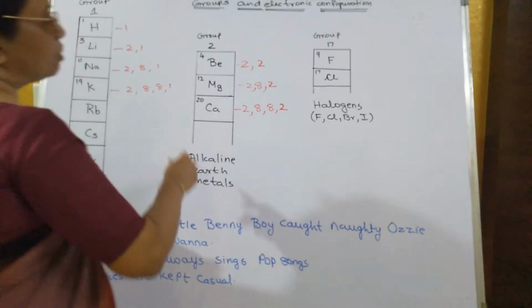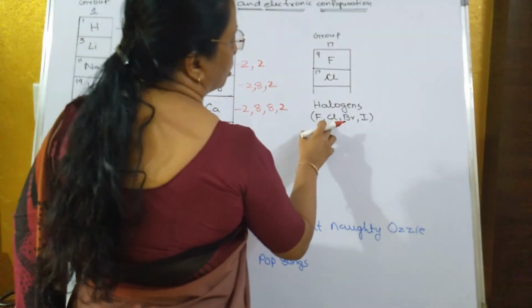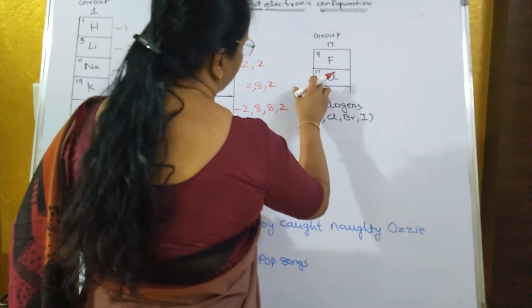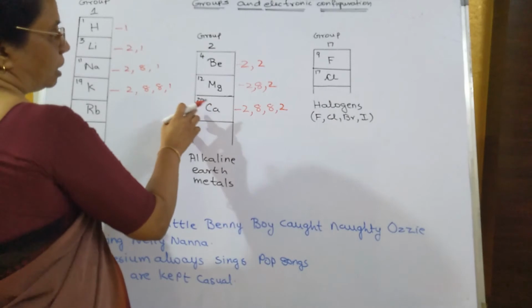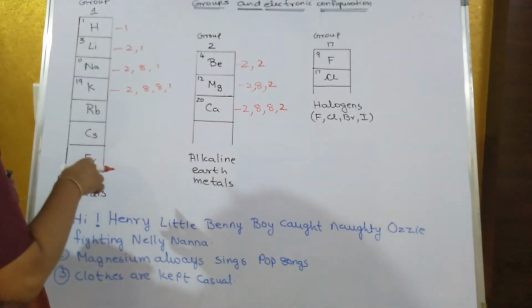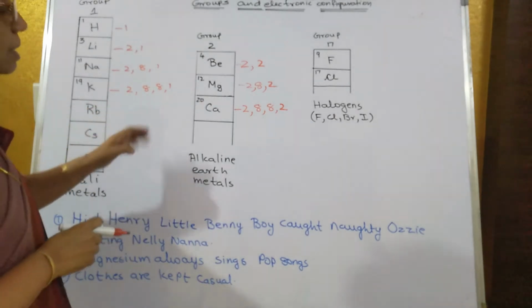Now the halogens come under group 17. Halogens are fluorine, chlorine, bromine and iodine. We have written only till chlorine because this year you have only till calcium. You do not have to study the rest of the elements, because the arrangement of electrons is still more complicated. So only the basics have been taught over here.